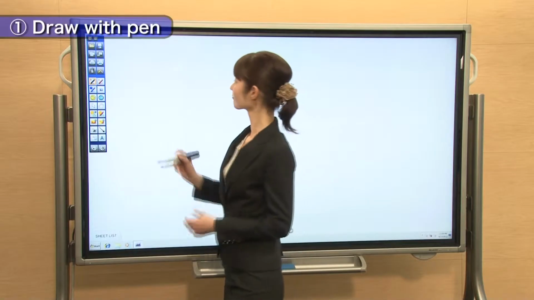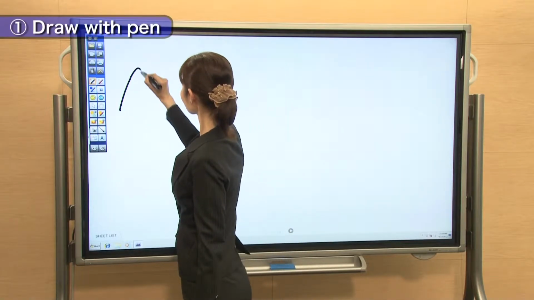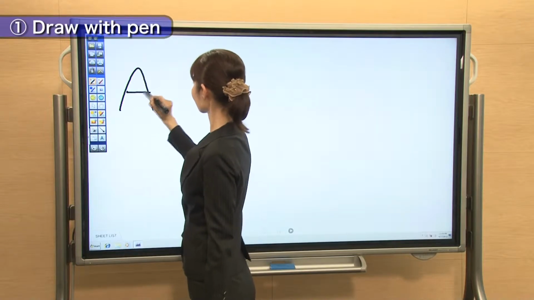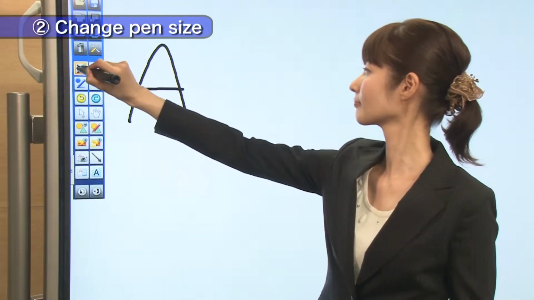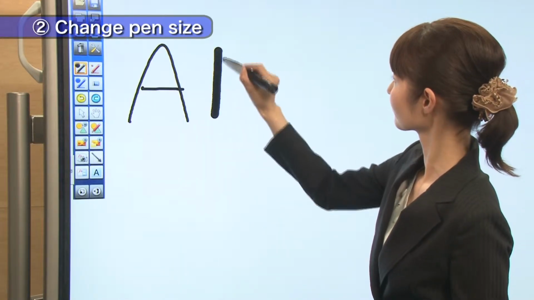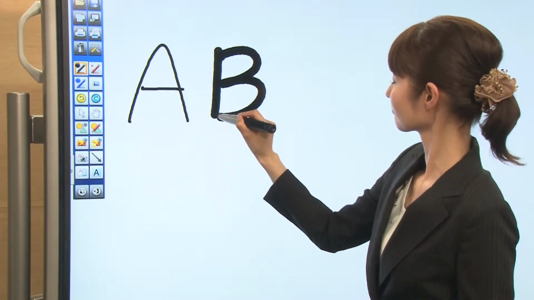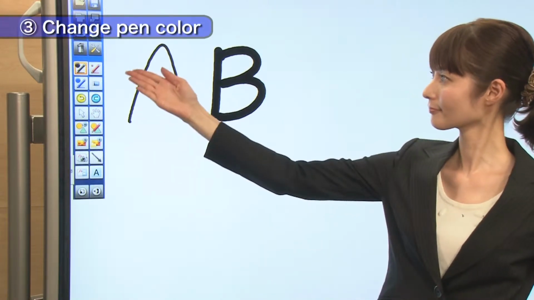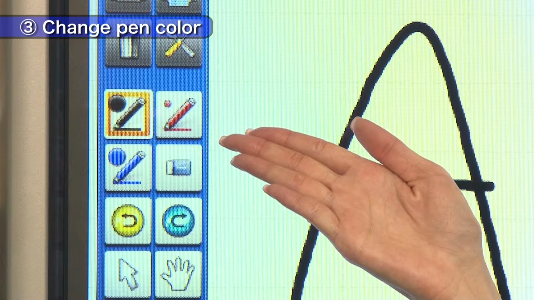You can draw and write on the screen like actual whiteboard. Let's change pen size. You can choose among 3 color palettes. Touch one of them to change the color.